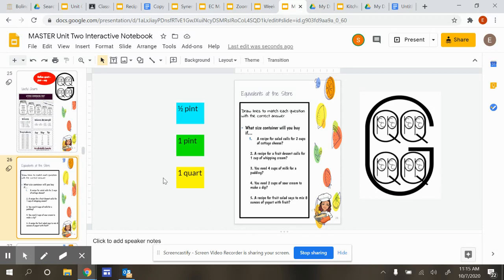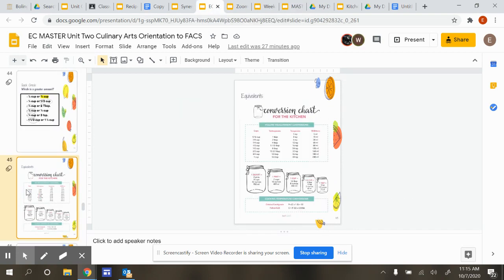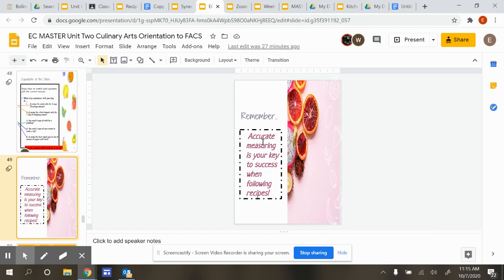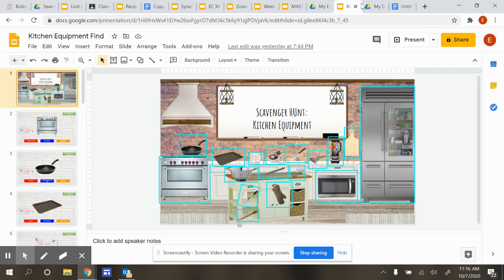The very last page that we covered was page 26, and you have to draw lines to match each question with the correct answer. We went over the answers on slide 48 in our Unit 2 slides, and then we wrapped up this portion of the unit by reminding everybody that accurate measuring is your key to success when you follow recipes. We ended class today with a kitchen scavenger hunt.